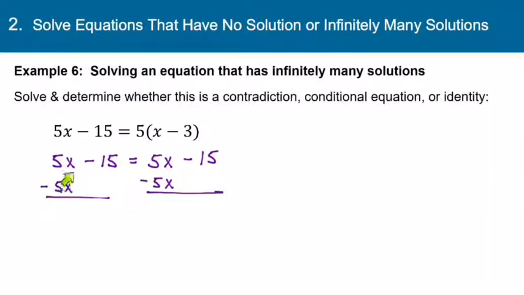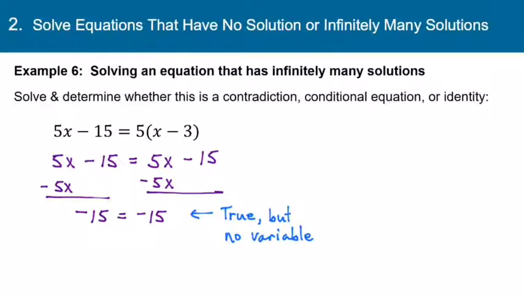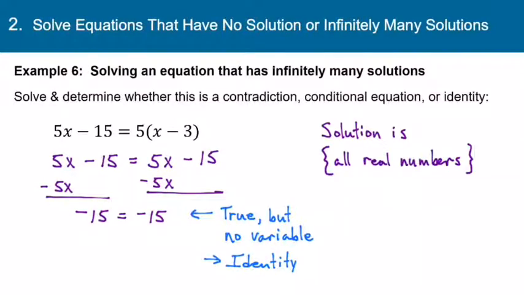So on the left, I'm going to end up with negative 15, and on the right, I also get negative 15. And so this is a true statement without a variable. If you lose the variable altogether, then what you've got is either a contradiction or an identity. In this case, because we ended up with a true statement with no variable, we can say for sure that this is an identity. And for an identity, the solution set is all real numbers.